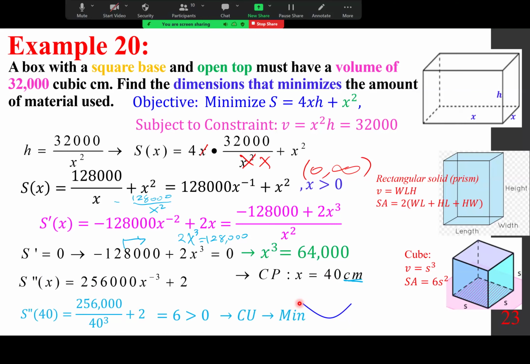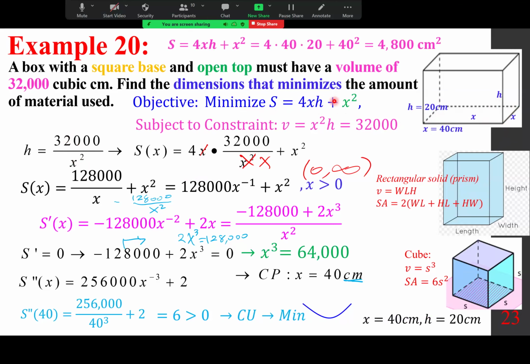So if x is 40, what is h? You can use this one or this one. If I put it here, 40 squared is 1600, divide 32,000 by it, you get 20. And so the dimensions are 40 by 40 by 20. So those are the dimensions, and we are done. However, if the question asks what the minimum surface area is, you put x equals 40, h equals 20 into this formula, and it results in 4,800 centimeters squared.